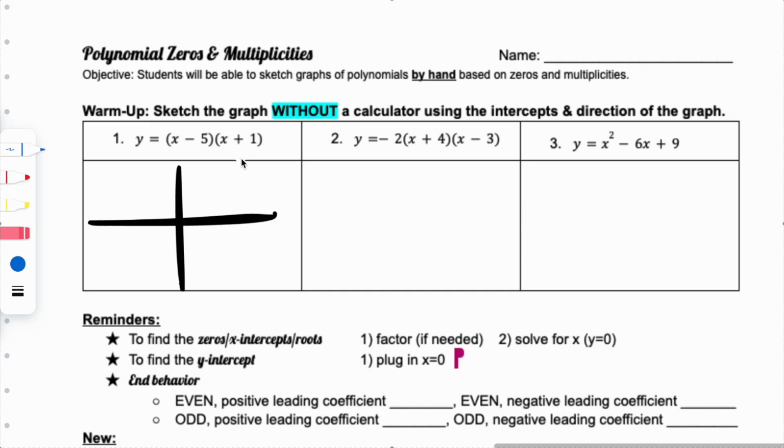We have this quadratic in intercept form, so we can readily see our intercepts. They're just going to be the opposite of whatever we're subtracting or adding. So essentially, we want to set this first parentheses equal to 0. That means x would be equal to 5. So I'm just going to put a point right there. And also, we want to set this parentheses equal to 0, so this x is going to be equal to -1. I'm going to put that right there.